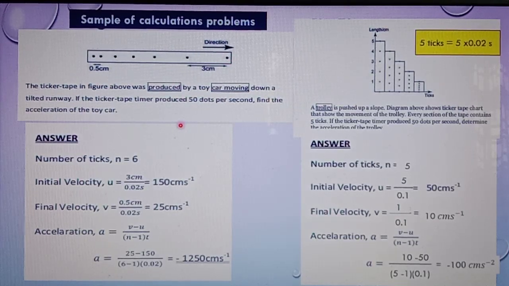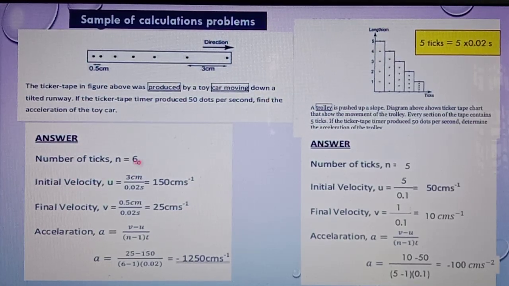So remember the formula for acceleration: a equals final velocity minus initial velocity, divided by time taken for change in velocity. So look at this situation. The ticker tape figure above was produced by a toy car moving down a tilted runway. If a ticker tape timer produced 50 dots per second, find the acceleration of the toy car. So 50 dots per second means one tick equals 0.02 s.